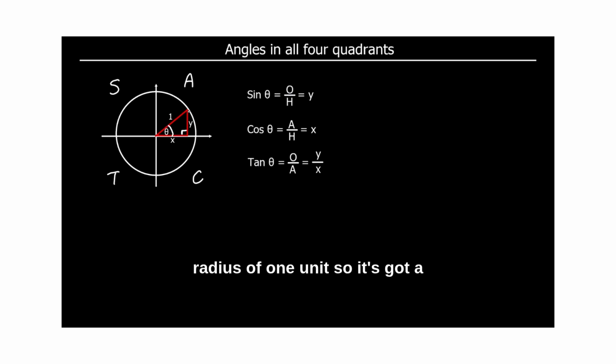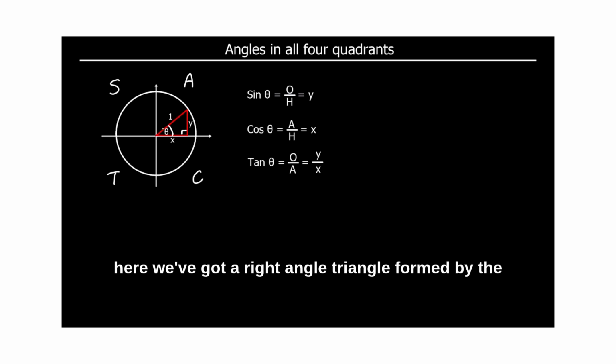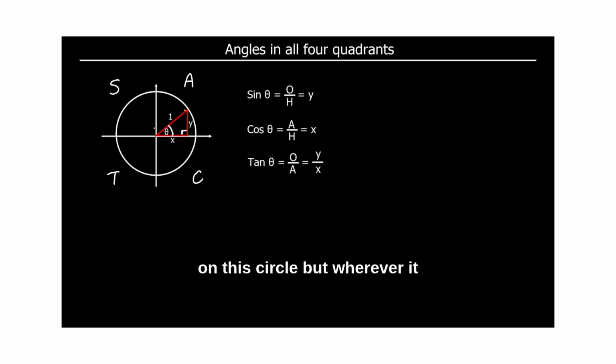Radius of 1 unit. So it's got a radius of 1 unit, and the center is at the origin. So here we've got a right angle triangle formed by the radius, and this radius could be anywhere on this circle, but wherever it is, its x coordinate is cos theta. Cos theta is the adjacent divided by the hypotenuse. The adjacent is the x coordinate, and the hypotenuse is always 1. So cos theta is just the adjacent, which is the x coordinate.